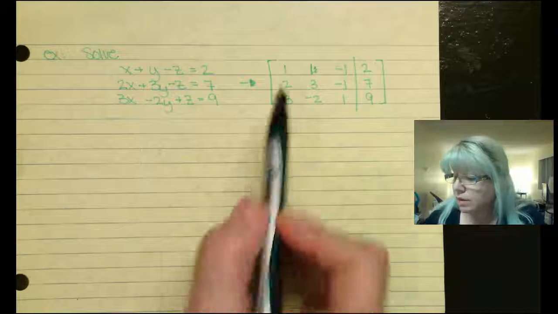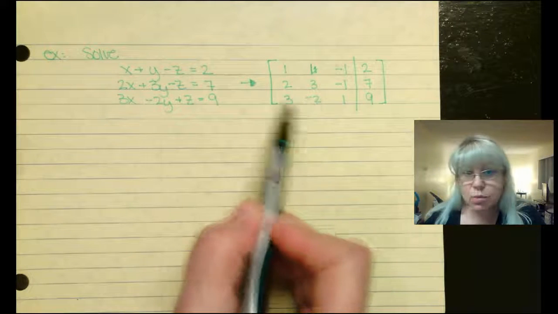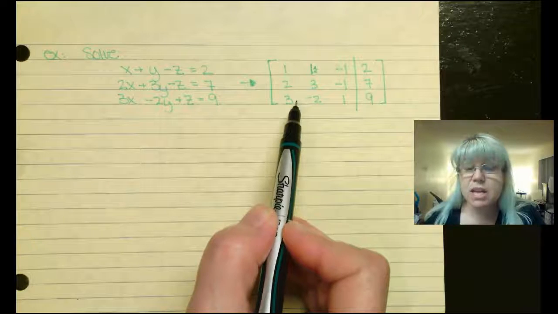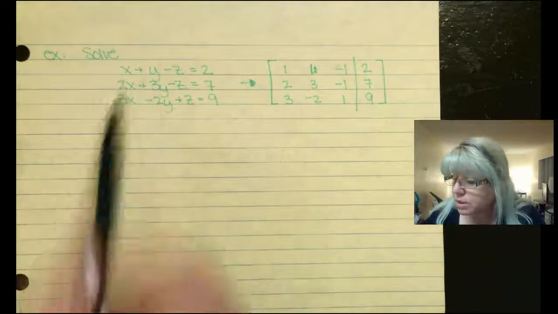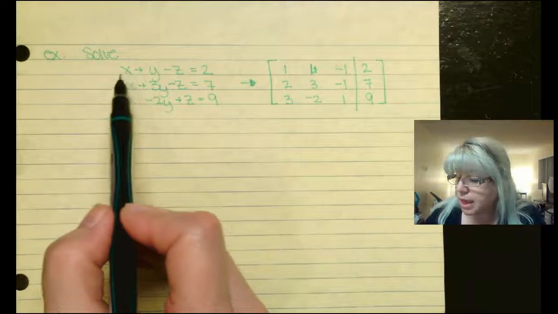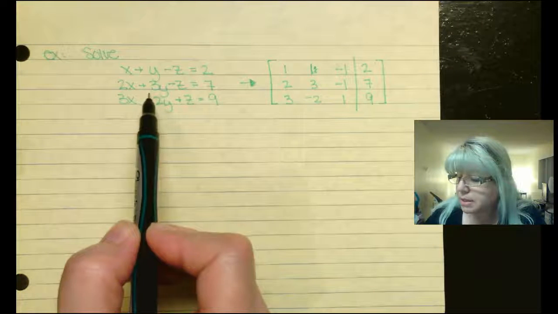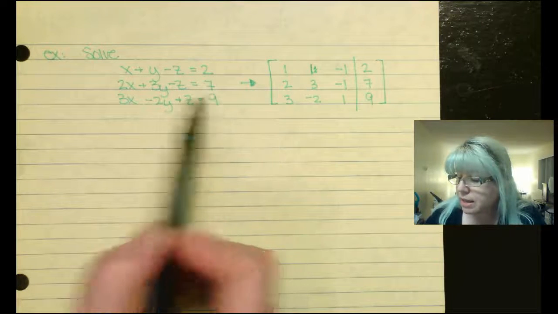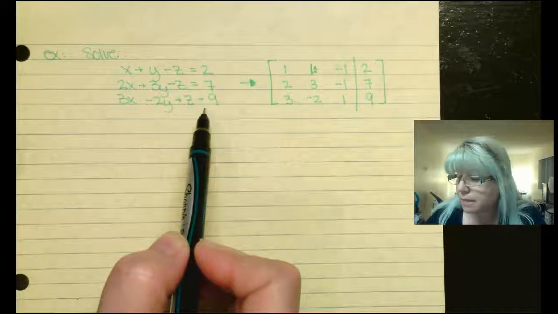In essence, I want a 1, 1, 1, and everything below the 1s I want 0. That's my transformation matrix that I want. So here's my system of equations. x plus y minus z equals 2. 2x plus 3y minus z equals 7. And 3x minus 2y plus z equals 9.